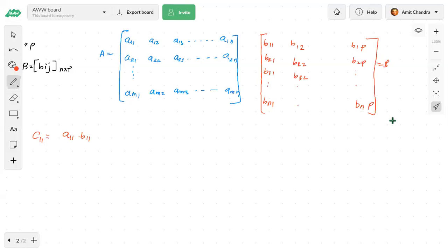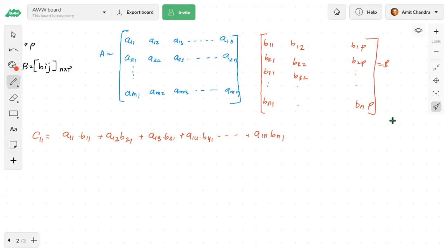A11 times B11 plus A12 times B21 plus A13 times B31 plus A14 times B41, till which element? Till A1n and Bn1. So this is C11.